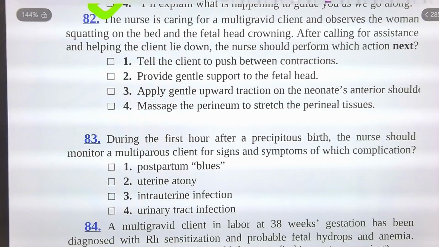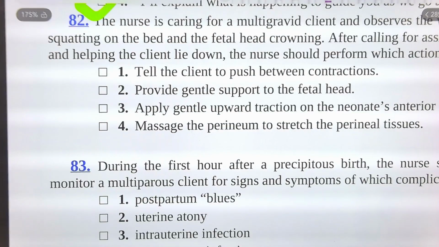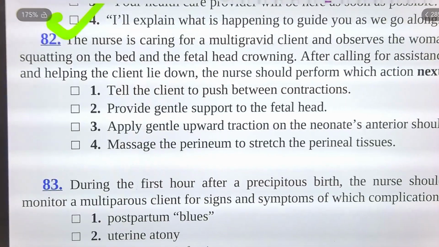Next question. The nurse is caring for a multi-gravid client and observes the woman squatting on the bed and the fetal head crowning. After calling for assistance and helping the client lie down, the nurse should perform which action next? Read all the options. You have 4 options, choose the correct answer. Provide gentle support to the fetal head will be the correct one.